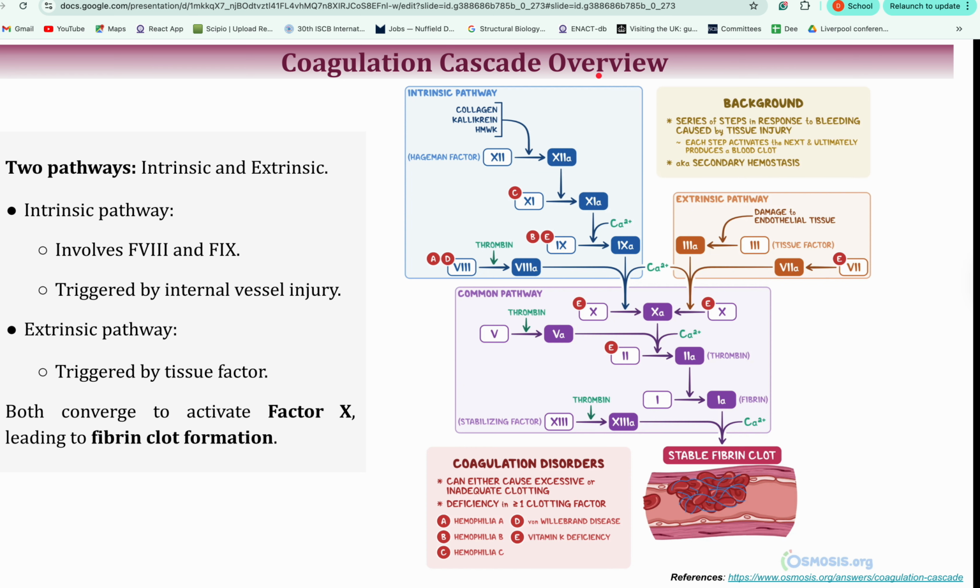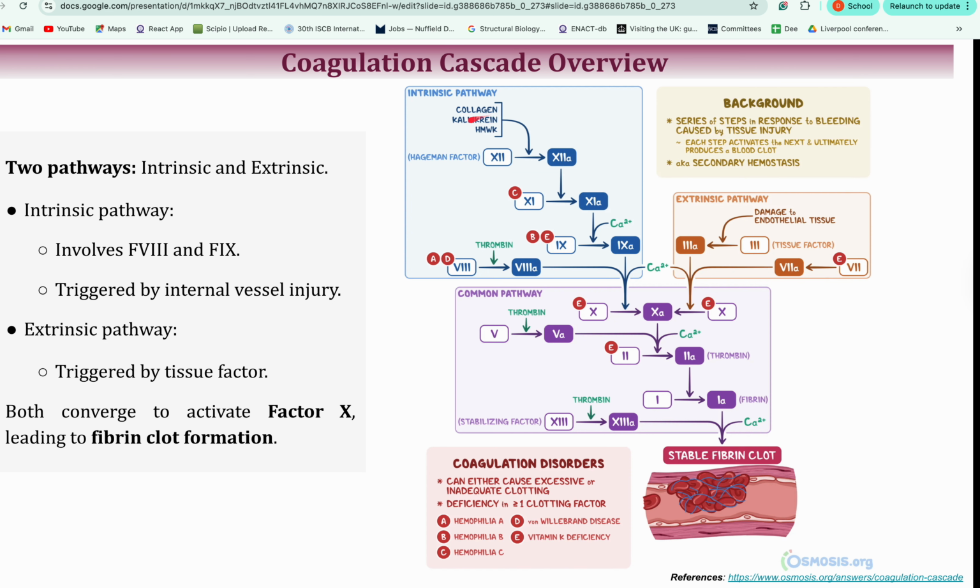Now we'll talk about the coagulation cascade, and how different factors are involved. There are two pathways of coagulation: one is intrinsic and the other is extrinsic. The intrinsic pathway involves factor 8 and factor 9 and is triggered by internal vessel injury. Extrinsic pathways are triggered by tissue factors, and both converge to activate factor 10 and lead to fibrin clot formation.